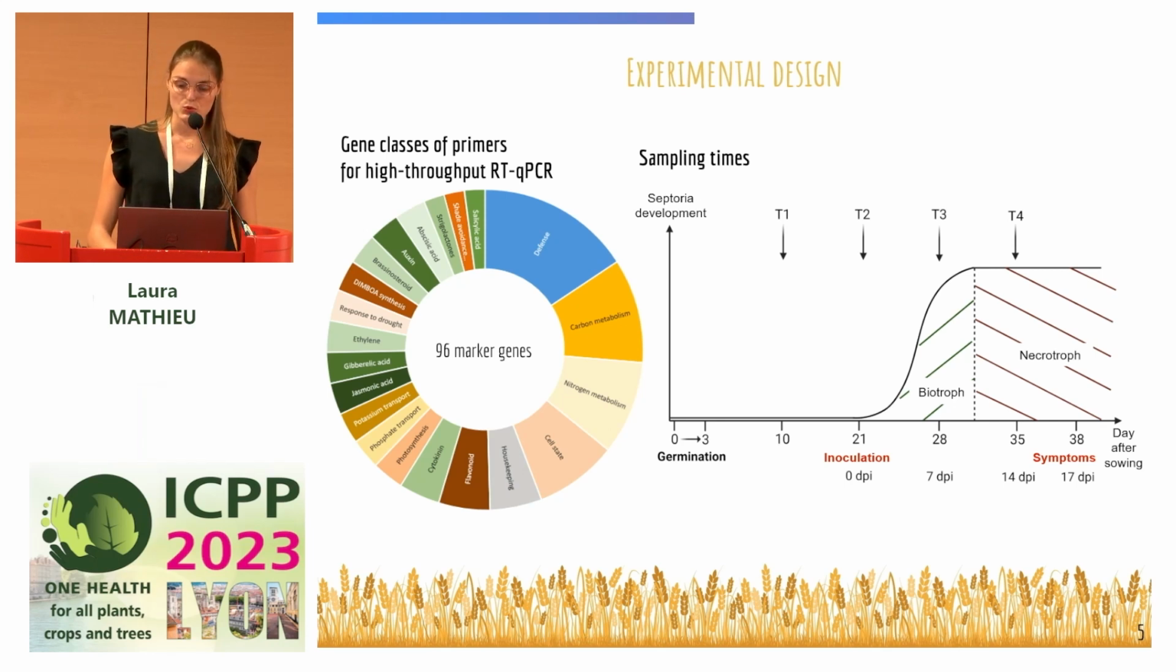To analyze the response to neighbors in kinetic, we collected samples from 4 different time points: 10 days after sowing, 0 days after inoculation, 7 days after inoculation during the biotrophic phase, and 14 days after inoculation during the necrotrophic phase of the Septoria.